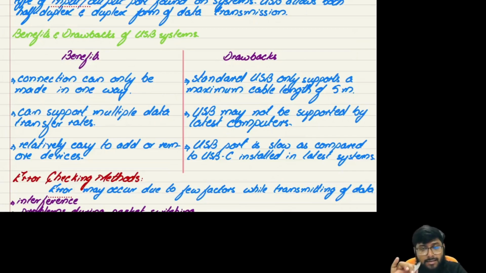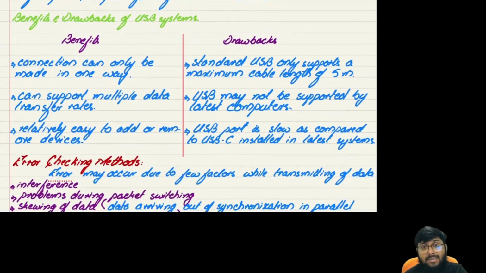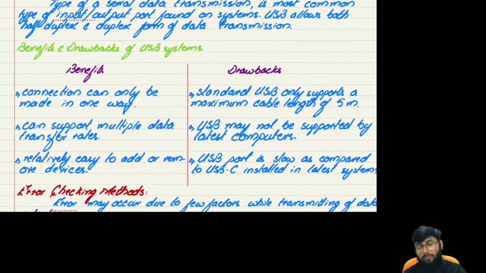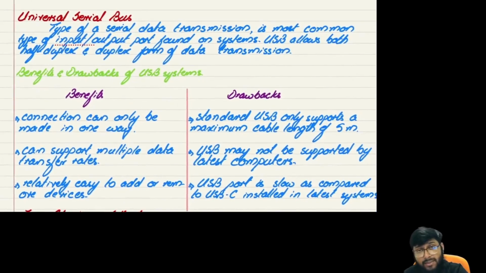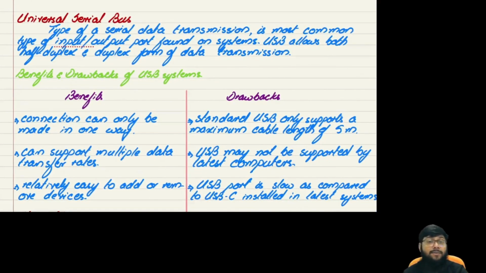I was talking continuously about Type C. They are saying a USB port is slow as compared to USB-C, that means the Type C installed in the latest systems. So before USB-C there was Lightning as well, and now USB Type C is the most commonly used. So that was it for USBs.